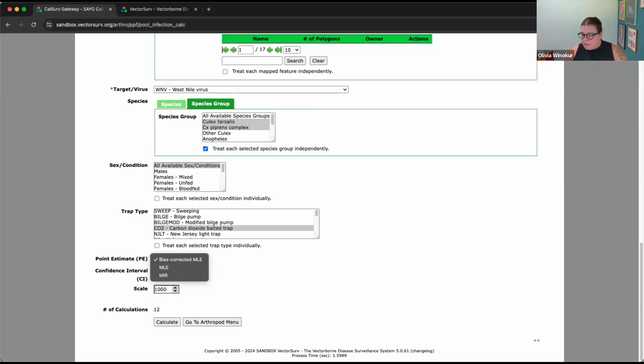The bias corrected maximum likelihood estimate is... I can't remember exactly. I think it works really well. I thought I had this written down, but I can't remember why the bias corrected is better.